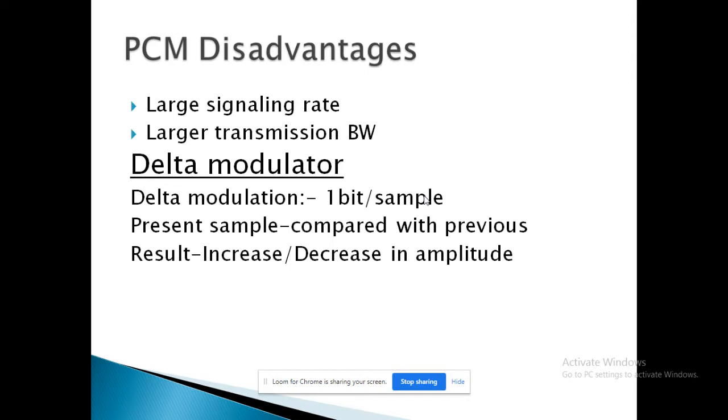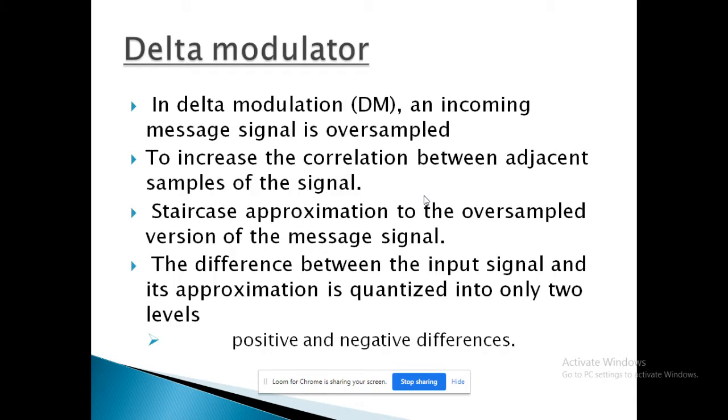In PCM, n number of bits are transmitted at a time, so it requires a large bandwidth and a large signaling rate. And so we use delta modulation. In delta modulation, a single bit is transmitted at a time. Here, the present sample is compared with the previous sample. Depending upon the result of the comparison, the value will increase or decrease. Here it is a delta modulation.